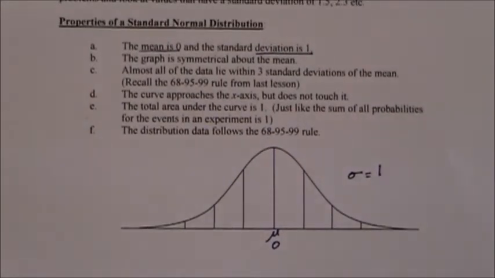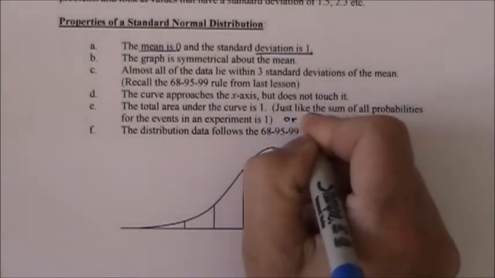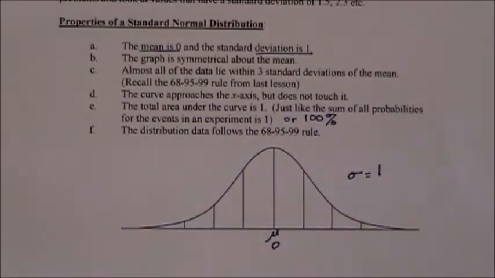The graph is symmetrical about the mean, so that still means that 50% is on this side, 50% is on that side. Almost all the data still lies within 3 standard deviations of the mean. So recall our 68, 95, 99 rule from our normal distribution lesson. The curve approaches the x-axis but does not touch it. The total area under the curve is equal to 1 as a decimal, or 100% if we're looking at percentages. And it does follow the 68, 95, 99 rule.